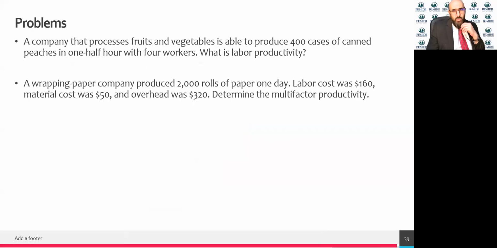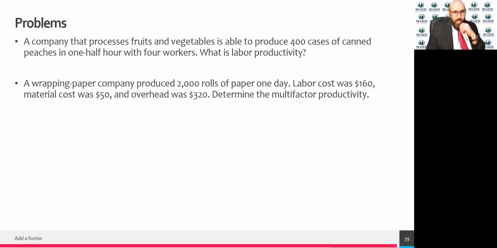Now let's take a look at more problems. A company that processes fruits and vegetables is able to produce 400 cases of canned peaches in half an hour with 4 workers. What would be the labor productivity? All right, let's take a look at the output. The output is 400 cases. What is the input? The input would be half an hour times 4 workers. So 400 divided by 4 times half, how many hours? That would be 400 divided by 2, which equals 200 cases per labor hour.